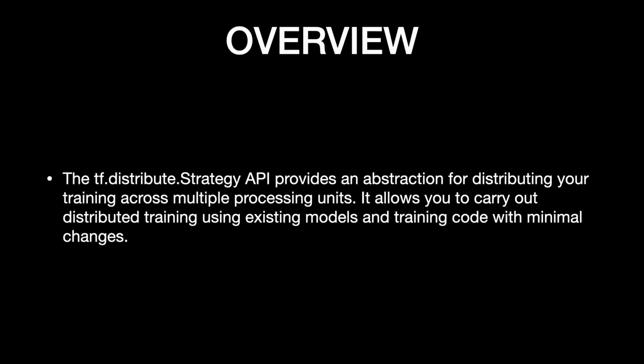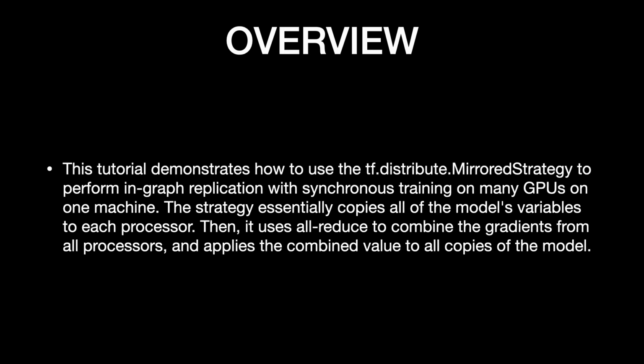The tf.distribute.Strategy API provides an abstraction for distributing your training across multiple processing units. It allows you to carry out distributed training using existing models and training code with minimal changes. This tutorial demonstrates how to use the tf.distribute.MirroredStrategy to perform in-graph replication with synchronous training on many GPUs on one machine.